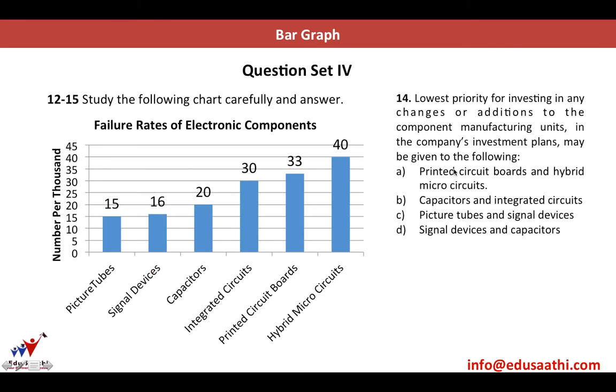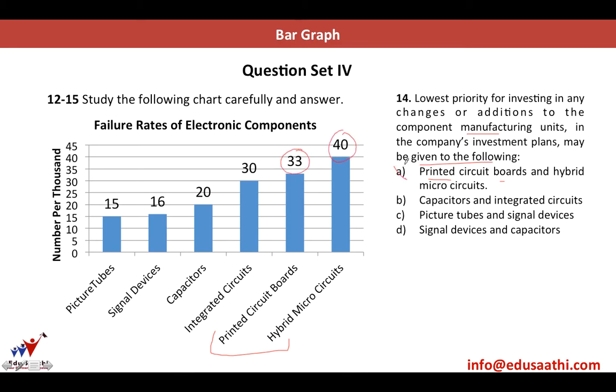So the third question for the set. Lowest priority for investing in any changes or additions to the component manufacturing units in the company's investment plans may be given to the following. Now I will give lowest priority in checking the components which fail the least. Something which is more reliable means it fails least. So what we need to find out is which are the components that fail the least. We have printed circuit boards and hybrid microcircuits. So these are the most unreliable components because they have high failure rates.